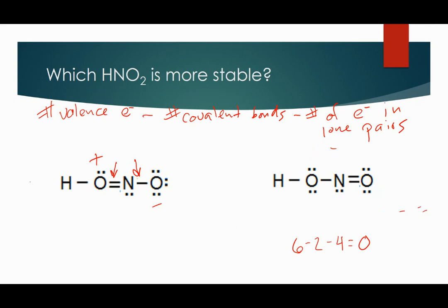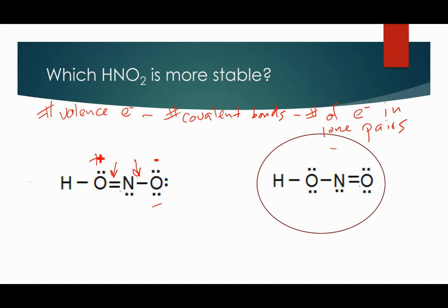So if you were to take a nice educated guess of which one is more stable, which would you choose? As we're all geniuses in this class, obviously this one. Yes, over here we have a plus and a minus that equals out to be a net charge of 0, but here we have no charge over any of our atoms, so this is actually the more stable of the two.